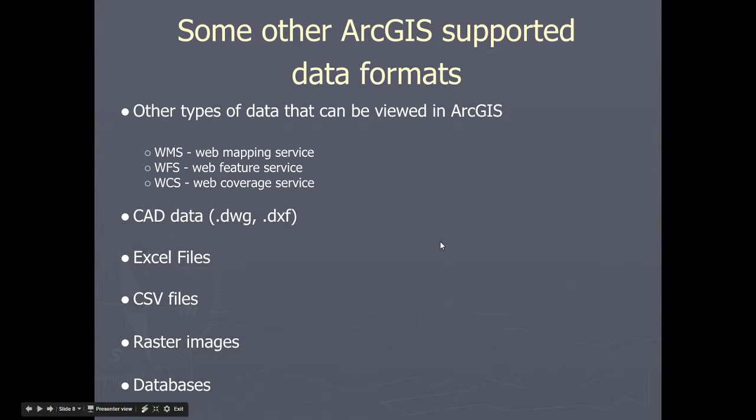There are, of course, other ArcGIS supported data formats. You can consume many different mapping services via the World Wide Web: web mapping services, web feature services, and web coverage services, or geographic information streamed across the web into ArcMap. This data is stored on another computer out on the web, some server somewhere. CAD data I mentioned. You'll see lots of CAD data later in this class. Excel files and CSV files, as well as raster images and other types of databases.